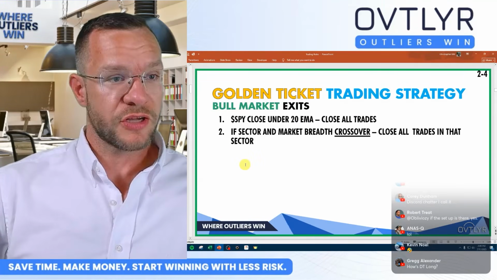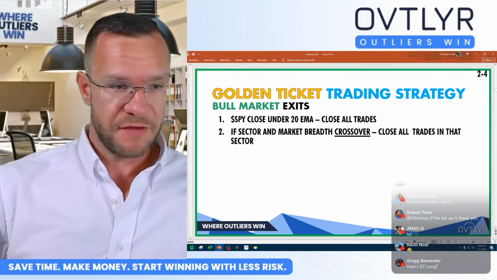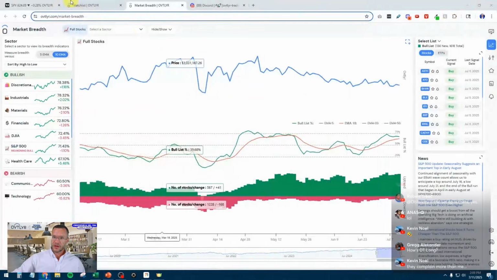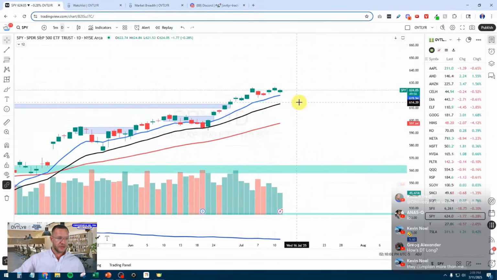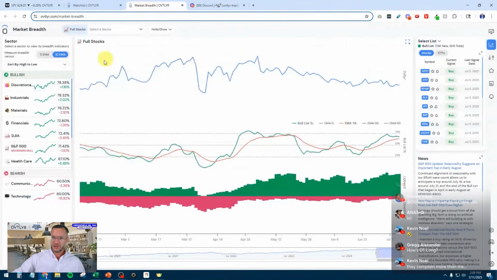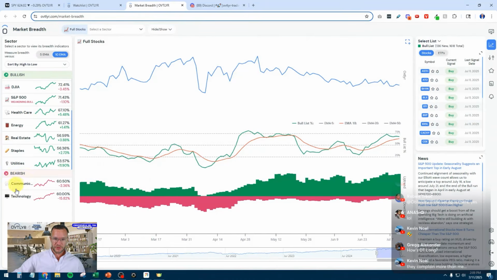So first, we need to look at the market exit signals. If the SPY closes under the 20 EMA, or if the sector and market breadth crossover happens, close all trades in that sector. So let's go back to the market. Clearly, it's not under the 20 EMA. That would be right here, the 20-day exponential moving average. No issues there. And then we do have a couple that have crossed over on bearish market breadth, but not in the stocks that I'm in.